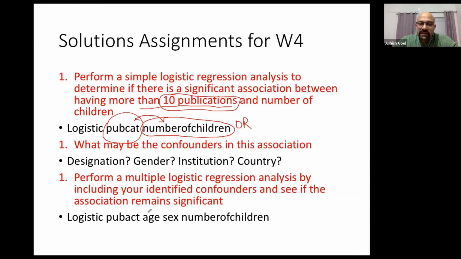Once you put in your confounders, whichever ones you choose, I chose age and sex, in addition to the number of children, which was the primary variable of interest, you will see that the number of children will have the same or a different odds ratio. You just need to compare whether the odds ratio from question 1 remained the same after adding your confounders. So question 1 was a simple logistic regression, and this question was a multiple logistic regression because you added other confounders or covariates.